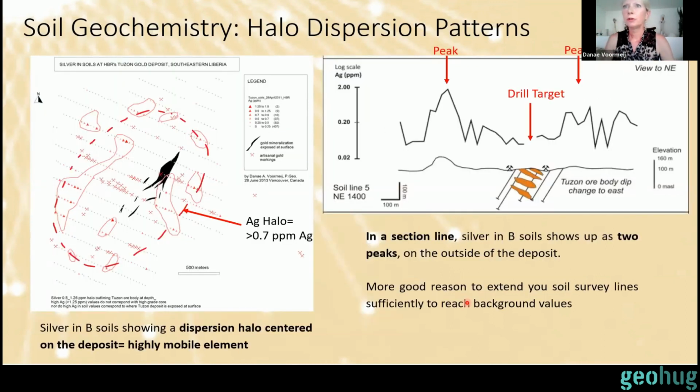So this halo dispersal pattern, if we were to take a section along here, well, it would look like this. We would have a peak, and here's that deposit again dipping to the southeast. So in section line, the silver shows up as 2 peaks, and it's another good reason to really make sure your soil lines are far enough. I'm known to cut my soil grids pretty tight, as you can see, but you really want to have some of that background so that you can pull out those peaks or your halo.